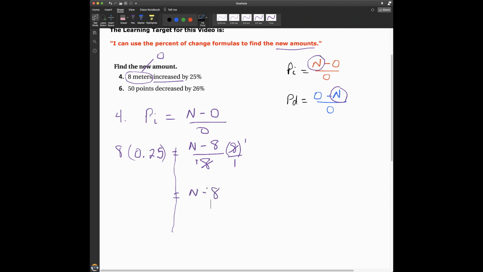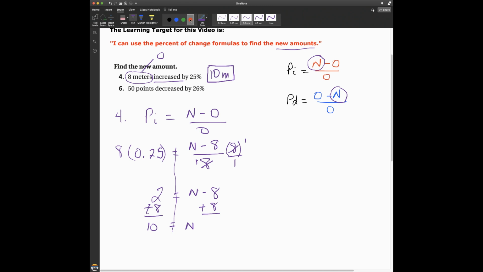And then in my calculator, 8 times 0.25 is 2. Can I figure out what n is? Yes, I just add 8 here, I add 8 here, and the new amount equals 10. So 8 meters increased by 25% is 10 meters.